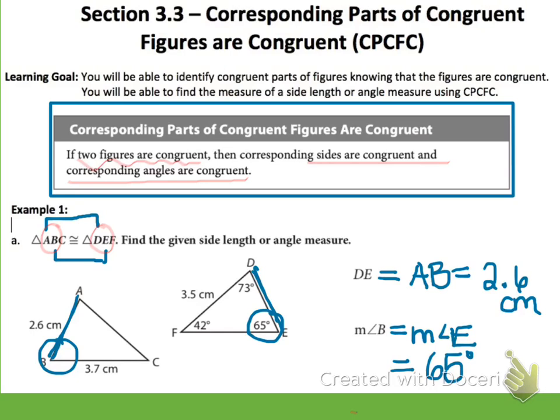Let's say they had also asked me to find AC. All I'd have to do is look over in the other figure, and I can see that AC, according to the congruent statement, would have to go with DF, and DF is listed right here as 3.5 centimeters. We'd also be able to find the angle that goes with angle F, because it's corresponding to C, that would be 42 degrees. And the one that corresponds to angle D, which is A, that would be 73 degrees. Just knowing that these are congruent, we can apply any of the measures, angles or sides, to the other triangle as well.